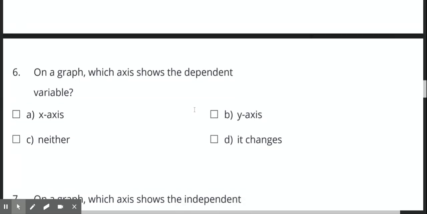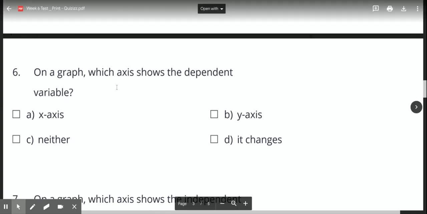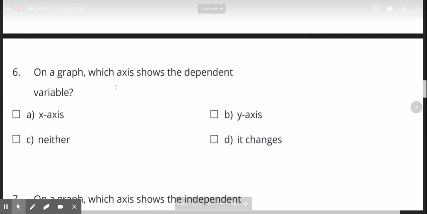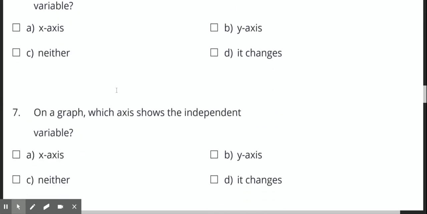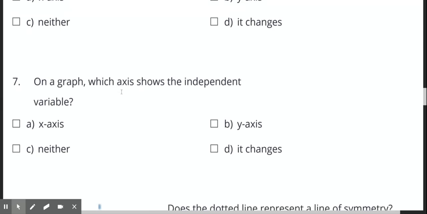Question number 6. On a graph, which axis shows the dependent variable? Remember, this was just on the study guide that I gave you. You can rewind the video to watch any of these answers. Number 7. On a graph, which axis shows the independent variable? Again, this answer is on the study guide that I just gave you at the beginning of this video.